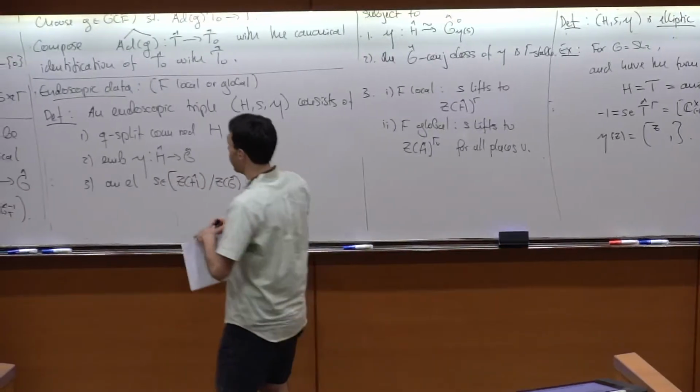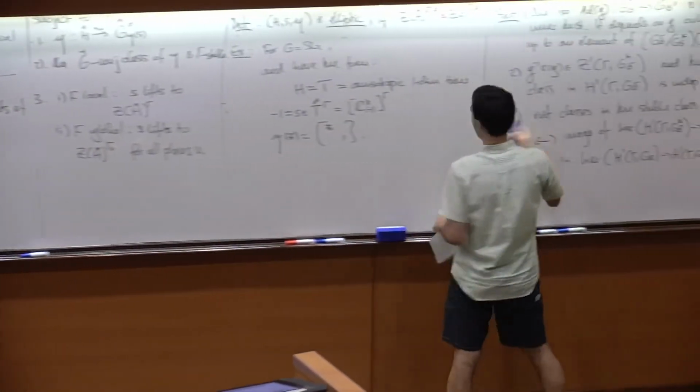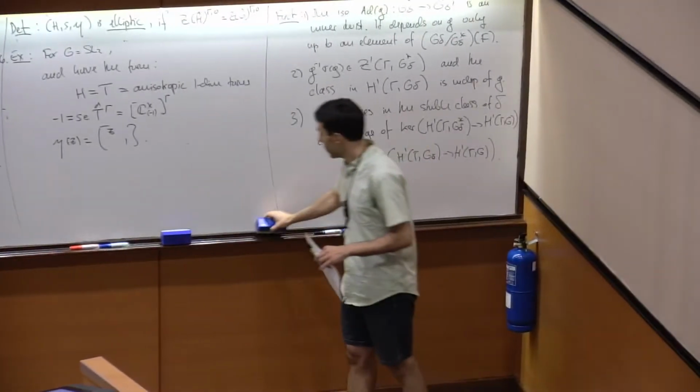Okay. So that was the answer to question number 2. Now we go to question number 3, namely admissible isomorphisms.